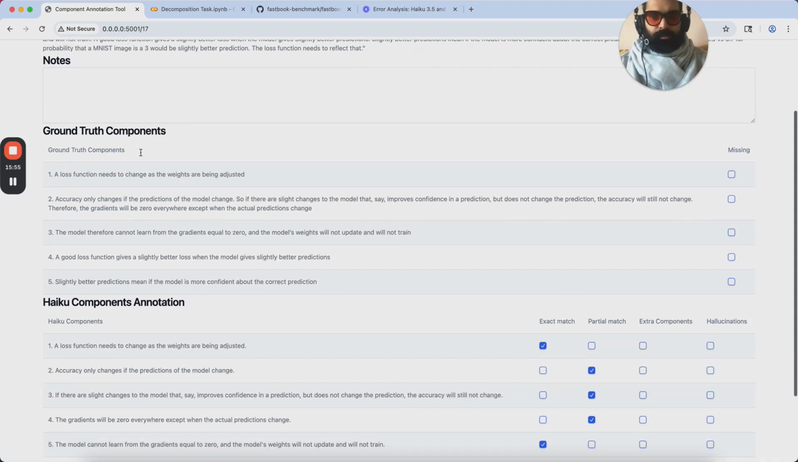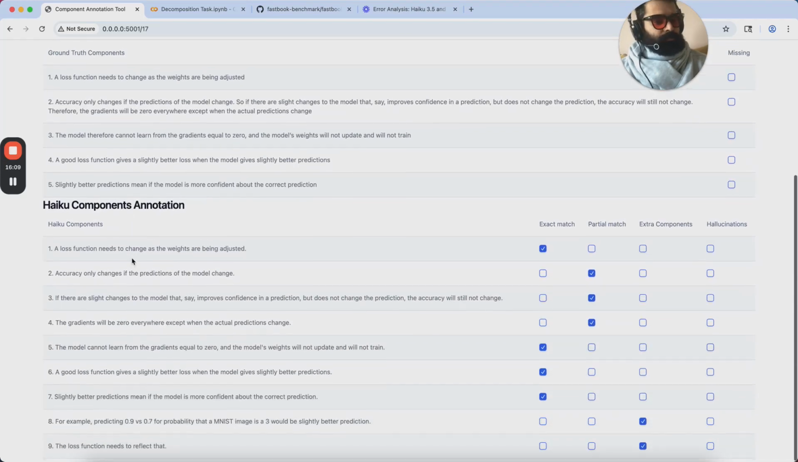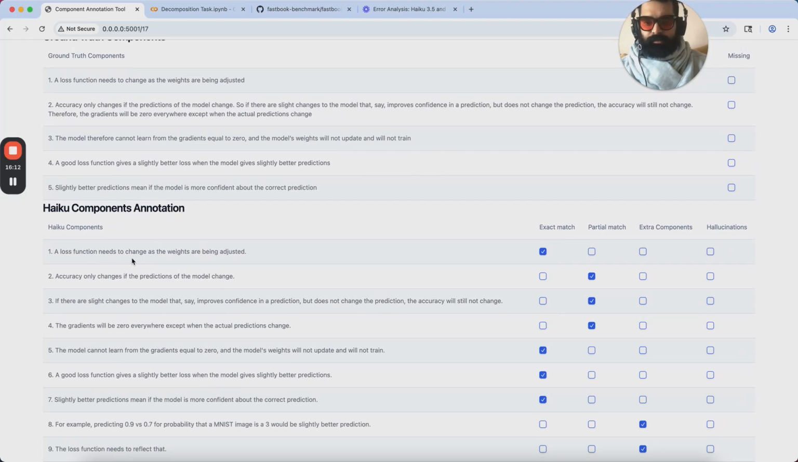Why can't we use accuracy as a loss function? Because it's not smooth, or I guess it's not continuous. I shouldn't say it's not continuous, but it doesn't change with small changes in predictions, in activations. So, if there are slight changes, oh, let's see, hold on. So exact match, loss function needs to change as weights are being adjusted. Accuracy only changes if the predictions change. So if there are slight changes, that's this one. If there are slight changes, improves the confidence in prediction, does not change the prediction, the accuracy will still not change. I see. So that's actually the correct answer.